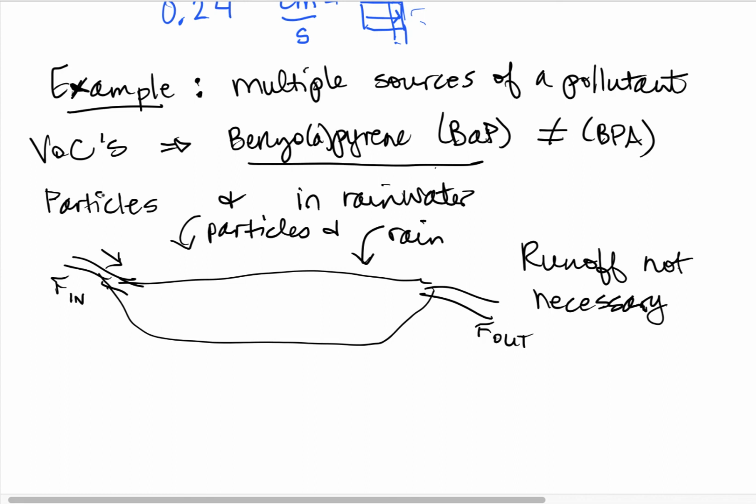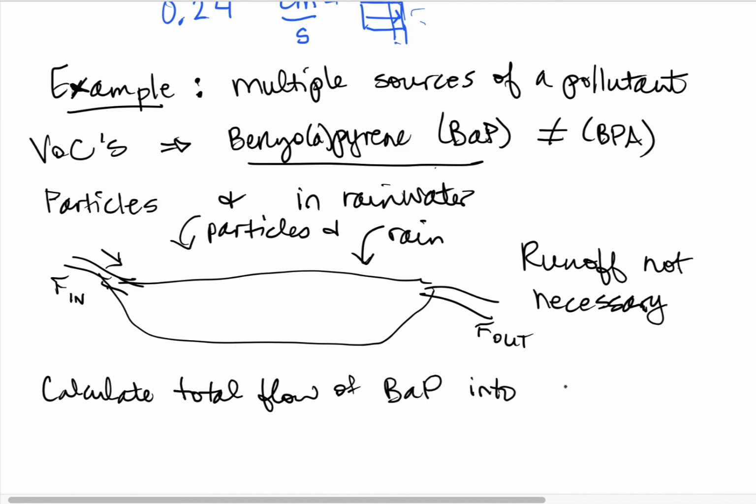So this means that if we want to calculate the total flow of the BAP into the lake, or into a body of water, then we need some information. So let's set up this scenario.